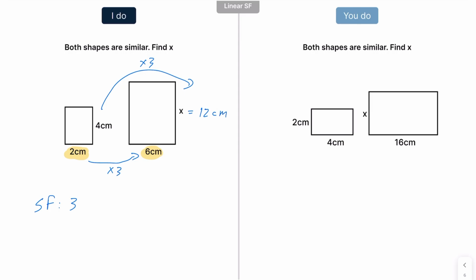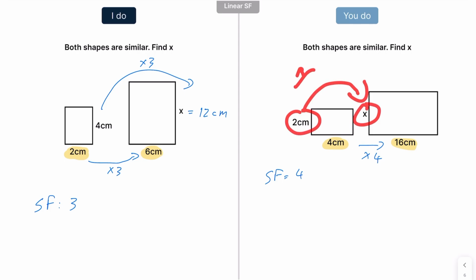So hopefully, press pause and I'll go at this. So you can see straight away the matching two sides are this one there. The scale factor for this is going to be 4. And the side that matches up with x is that and that. So to go from this small shape to this big shape, we are going to multiply by 4. So 2 times 4 is 8. So x is going to be 8. And don't forget the units.